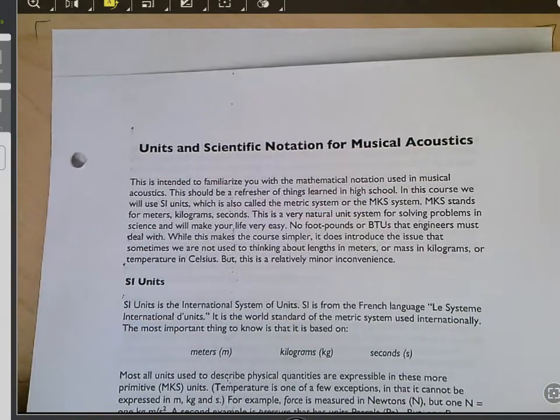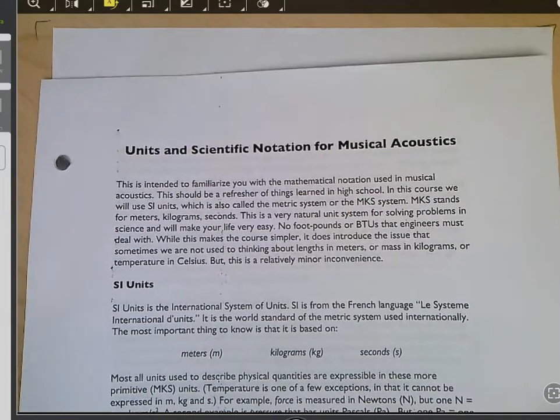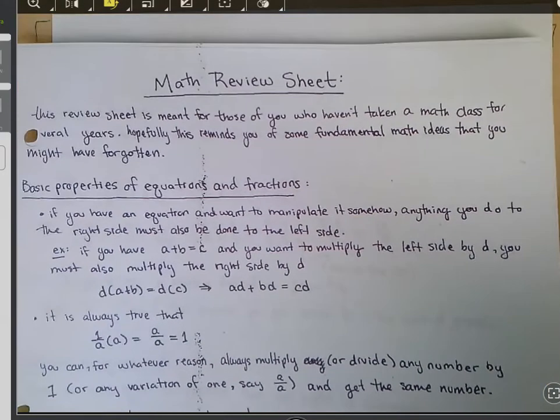Alright, hello everybody. So I just wanted to do a little bit of math review here. Some of you have requested, and so I'll just provide a little bit of a supplementary discussion around mathematics. So you might notice that there's two handouts. One is the units from scientific notation for musical acoustics, and the other one is a handwritten sheet called Math Review Sheet.